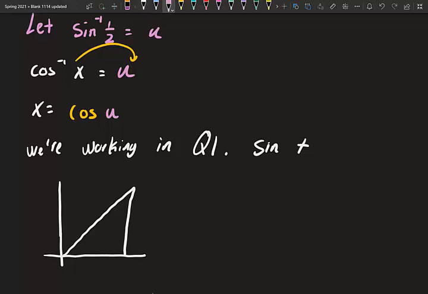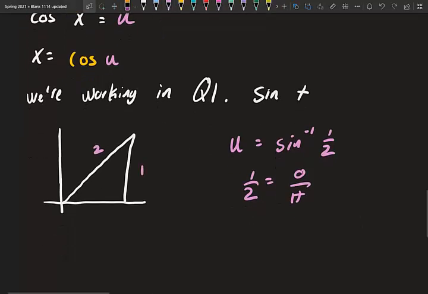And remember what u represents. U represents the inverse of sine 1/2. So our value is 1/2 for sine. That means opposite over hypotenuse, so 1 and 2. We find the missing side using the Pythagorean Theorem. So the missing side is square root of 3.